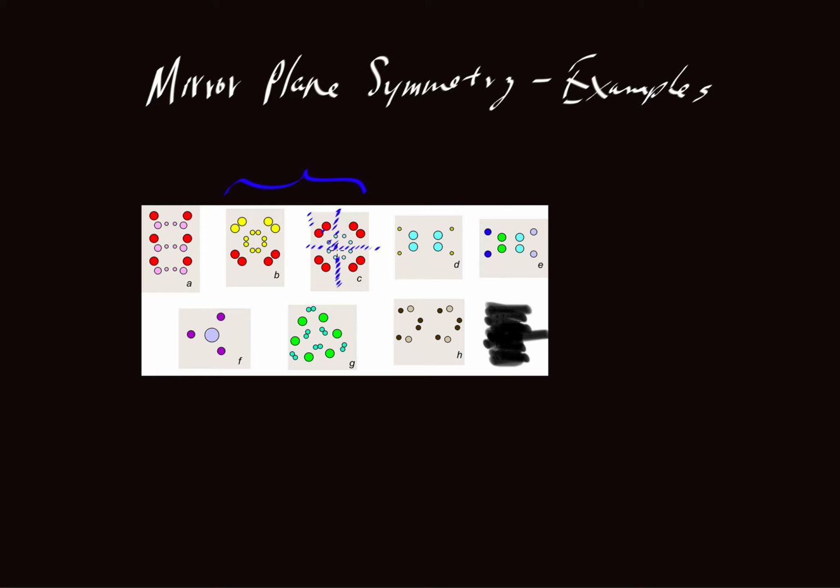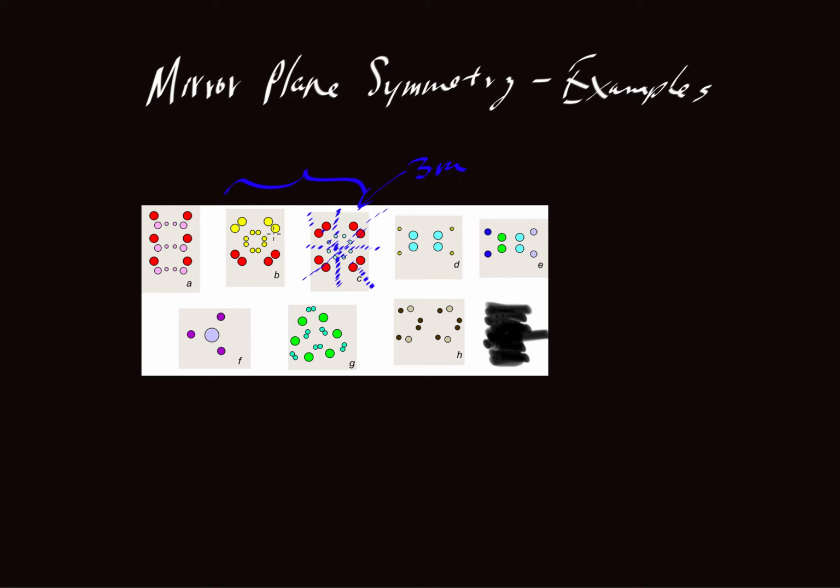Then we can think about whether we could draw something diagonally, and I think these work as well. So how many mirror planes are there altogether, at least in two dimensions? We have 1, 2, 3. So for this one, we have 3 distinct mirror planes.